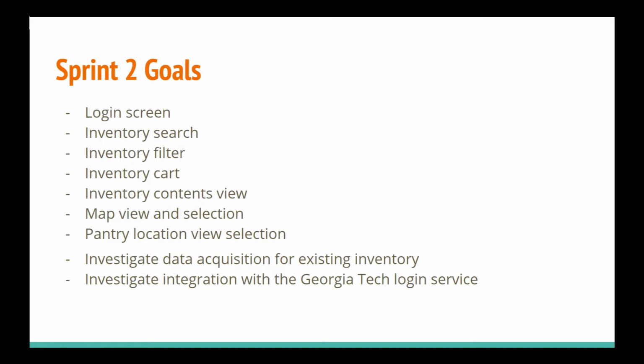The first 7 goals are from our updated iteration plan for Sprint 2, and they are the login screen, the inventory search, the inventory filter, the inventory cart, the inventory contents view, the map view and selection, and the pantry location and view selection. The bottom 2 items were not mentioned in our original iteration plan, but they were crucial in allowing us to update our backend of the project.